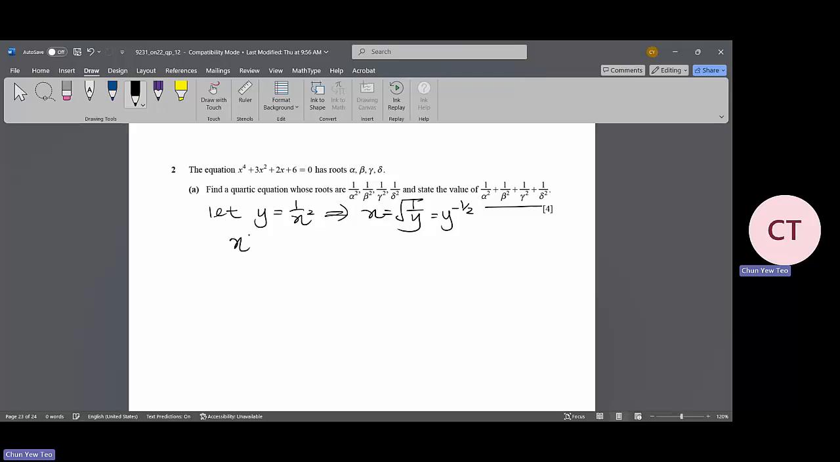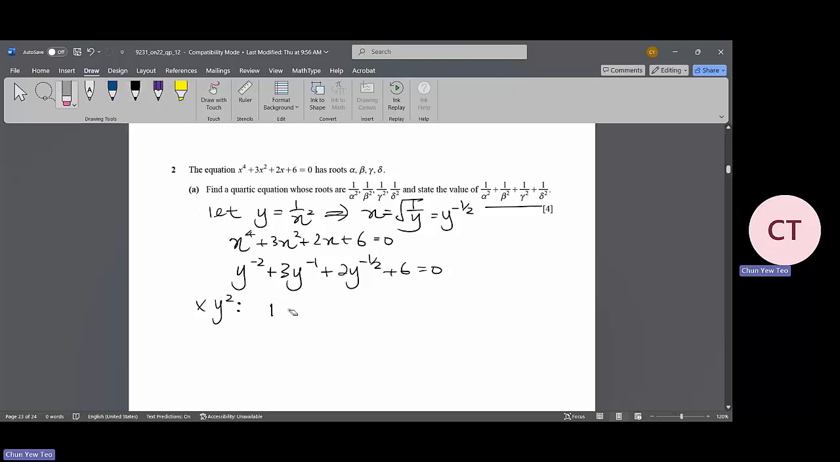So from here, x to the power 4 plus 3x squared plus 2x plus 6 is equal to 0. You will get y to the power negative 2 plus 3y to the power of negative 1 plus 2y to the power of negative half plus 6 equal to 0. So I multiply everything by y squared, because I want to make the powers become positive. So it will be 1 plus 3y plus 2y to the power of 3 over 2 plus 6y squared equal to 0.